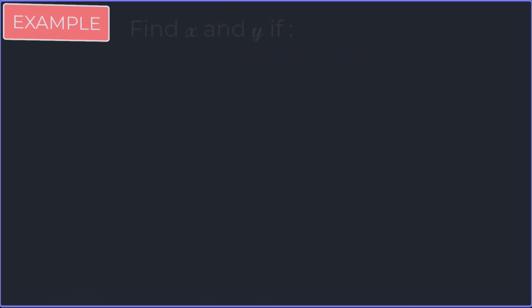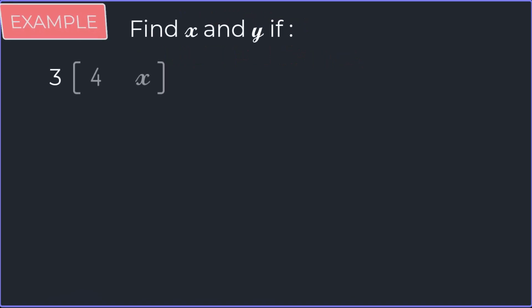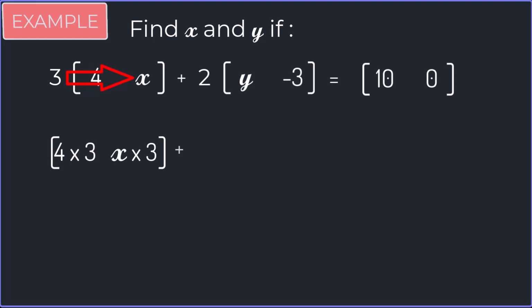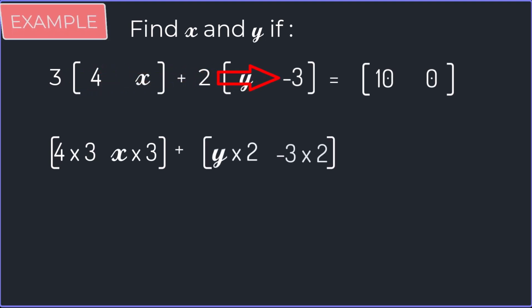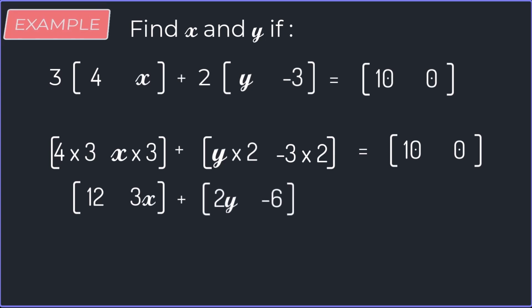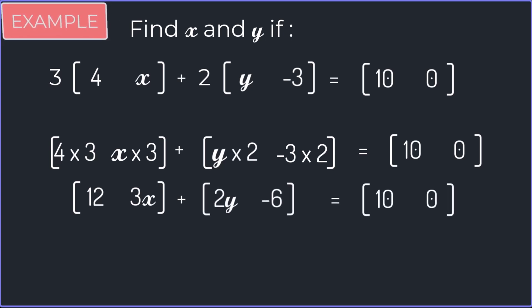Let's do an example. Find x and y if 3 times row matrix 4, x plus 2 times row matrix y, minus 3 is equal to the row matrix 10, 0. We do this in 4 steps. First, we will do the scalar multiplication as we did previously. Thus, the elements of the first matrix are now 12, 3x, and that of the second matrix are 2y, minus 6. It is equal to the matrix on the right hand side, 10, 0.